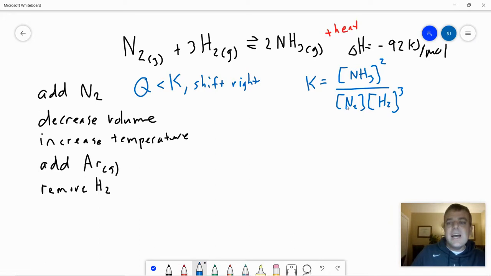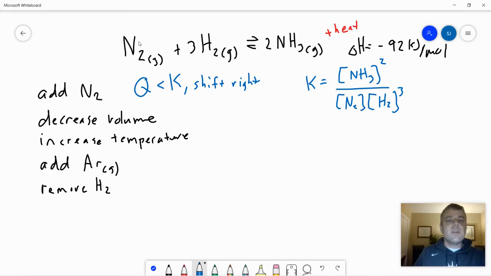Because you have added a bunch of nitrogen, you've made the denominator of the fraction too large, so the reaction needs to shift to the product side to bring everything back into equilibrium. Or from a kinetic standpoint, you could say that by increasing the concentration of nitrogen, you have increased the rate of the forward reaction, so that will result in a shift to the product side. Both explanations are perfectly valid in this case.